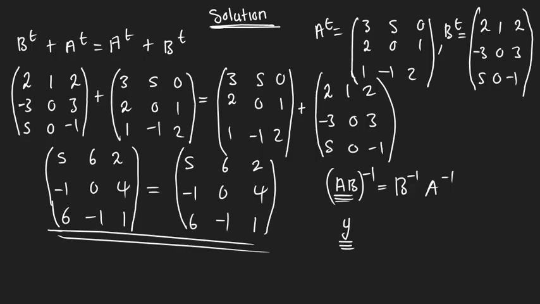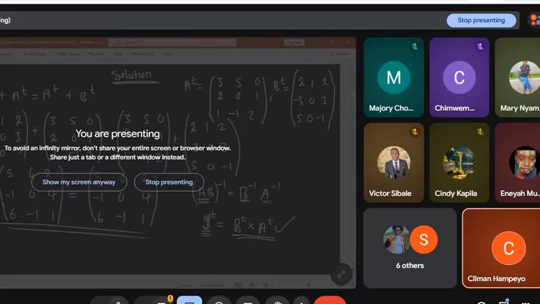Equate it. Find the transpose of B. Write it here. Then multiply it to the transpose of A. You transpose A. Then try to check if whatever is going to be on this side and whatever is going to be on this side are going to be the same. Thumbs up if you understand there.